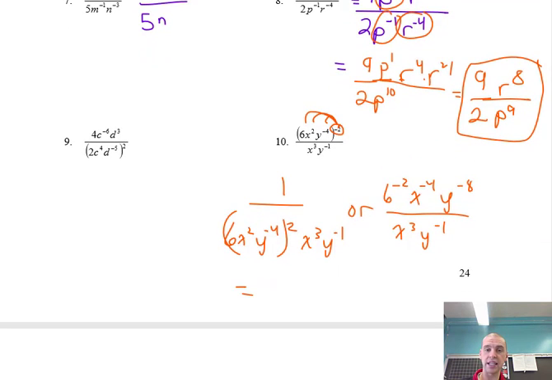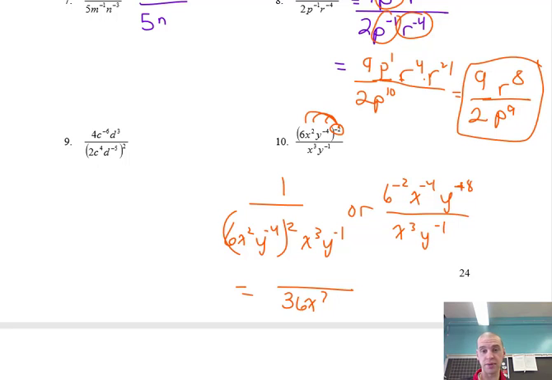6 to the negative 2nd brings down the 6 squared, so I'm going to be left with 36 in the denominator. I like this way better, just easier for me to see, because I'm going to write x to the 4th and an x cubed here, give us x to the 7th, and y to the negative 8th and y to the negative 1. So that should be a positive 8. I hope one of you caught me on that. So that should be a positive 8, negative 4 times negative 2.